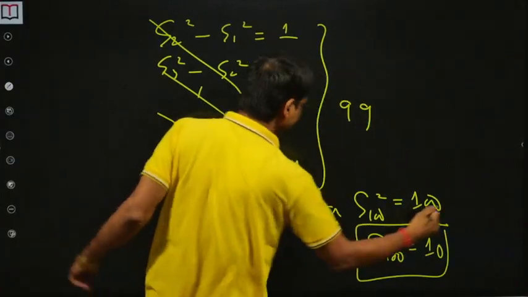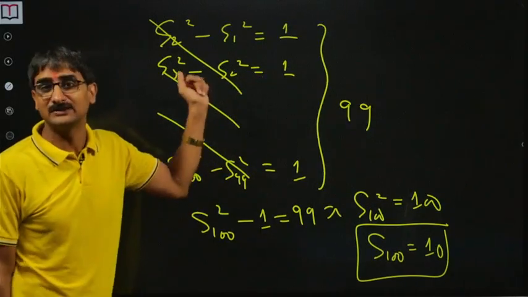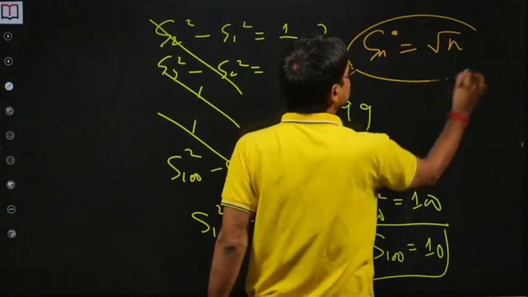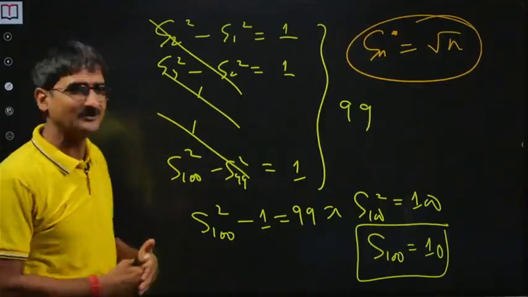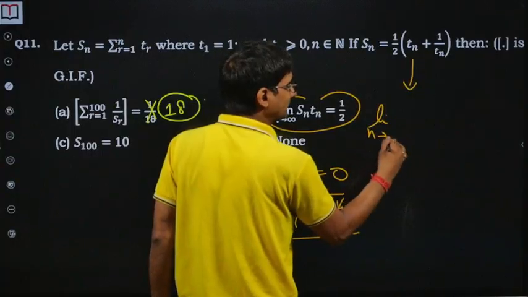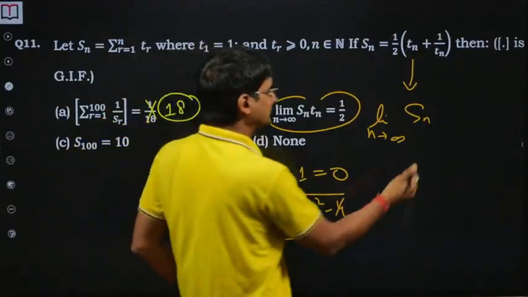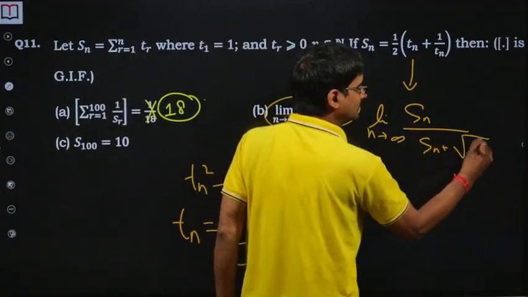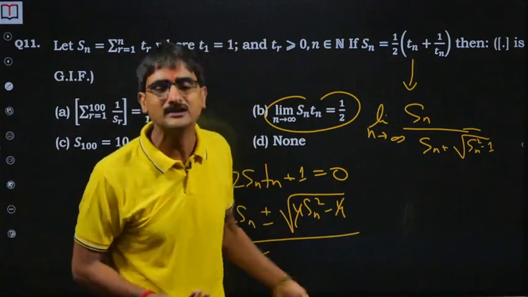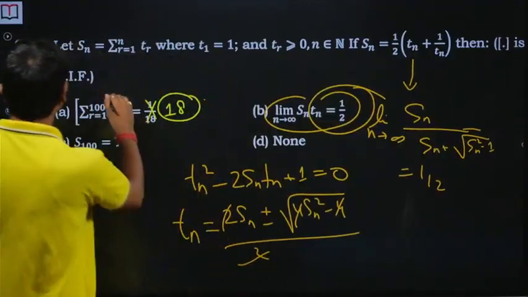One more thing. If you go till n, you will have n minus 1 terms plus 1. So in general, Sn is nothing but root of n. That's it. Sn is nothing but root of n. So if you go for limit n tends to infinity, Sn into Tn, which is Sn minus under root of Sn square minus 1, you rationalize it, Sn plus under root of Sn square minus 1. It's an infinity by infinity form, we all know how to solve it. You will take Sn common and the answer is half also. This is also done.